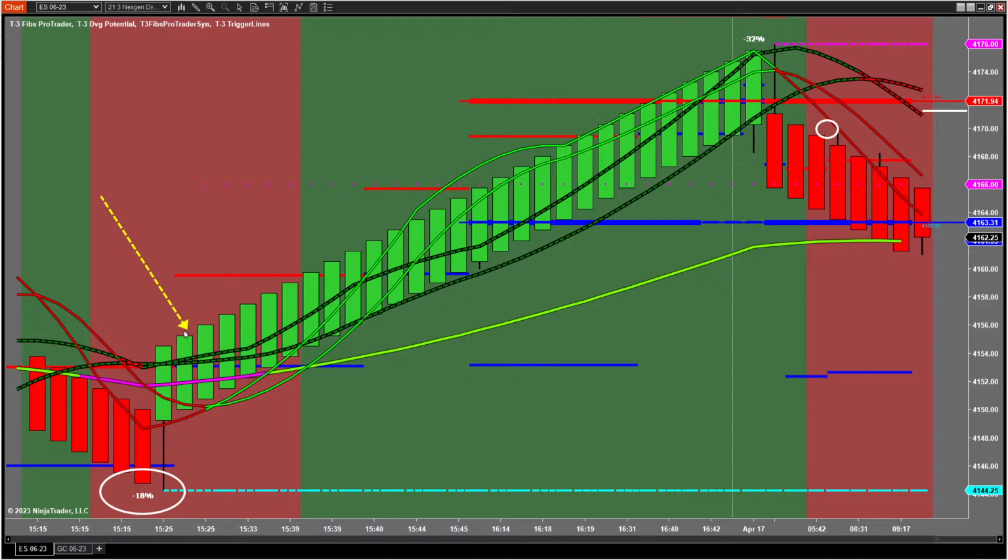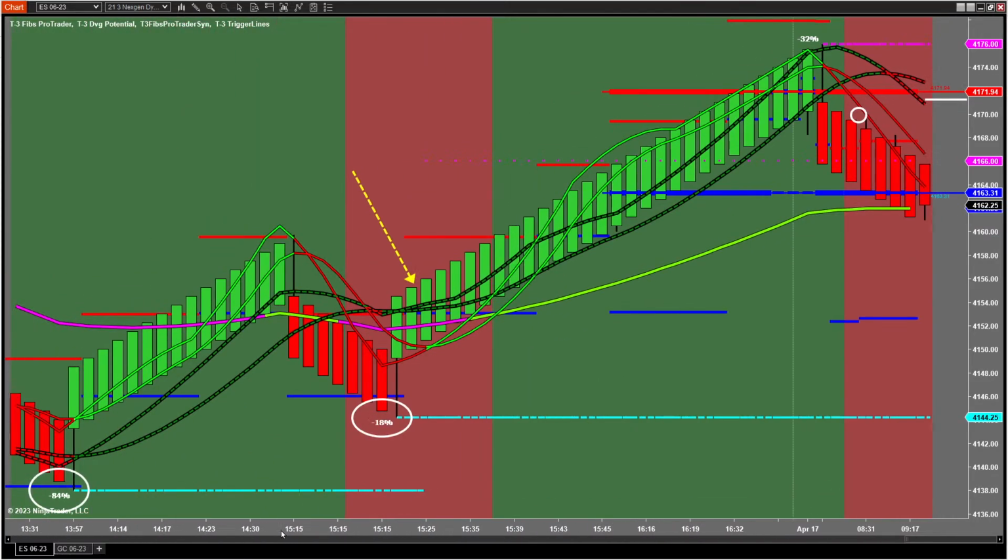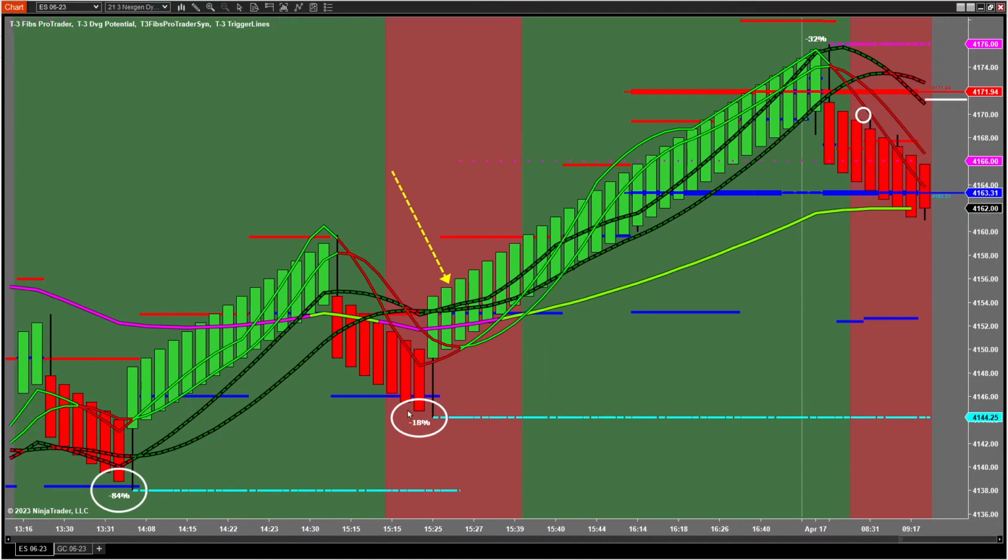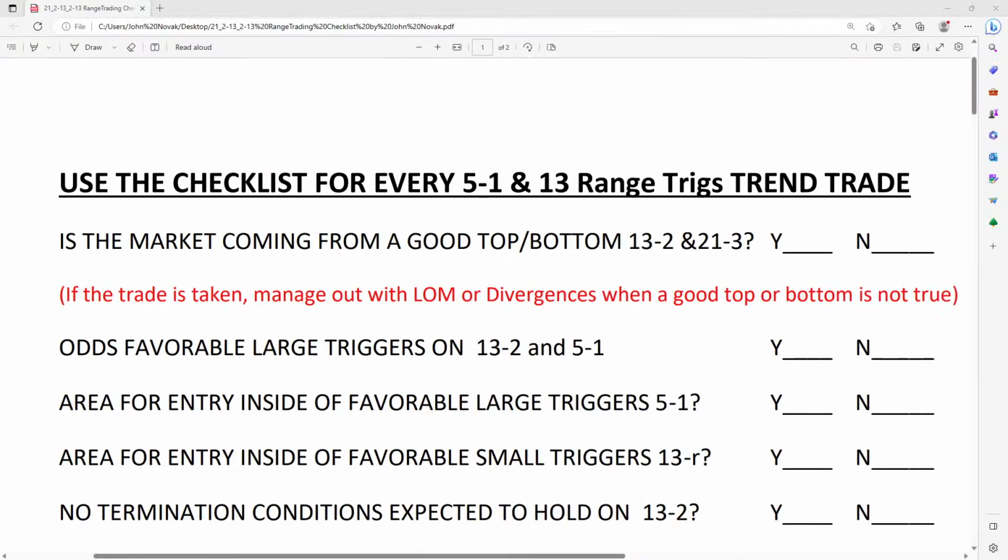So after this divergence, and it's good because it's a second higher divergence, you can be really assertive with long trades really through the end of the day. And when we say get assertive with long trades, we're talking about following rules. How are we going to follow rules? Well, when we know the market's coming from a good bottom, we can be more assertive with taking trend trades.